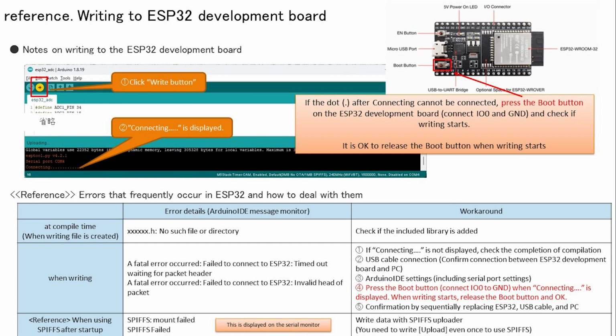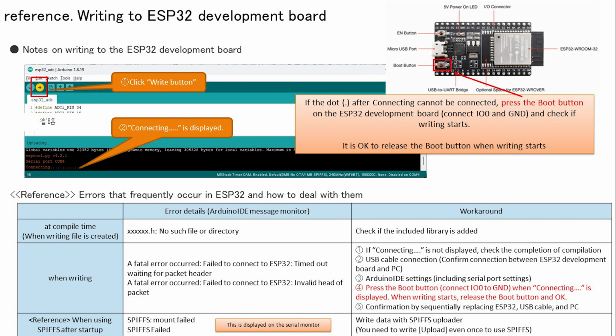When you press the right button in Arduino IDE, compilation starts first. This is the work of converting software into a form that is easy for machines to understand and execute. Once compiled, an executable file will be created. In other words, it will create a file to write to the ESP32. Next, connect to ESP32. Connecting is displayed in the message column.